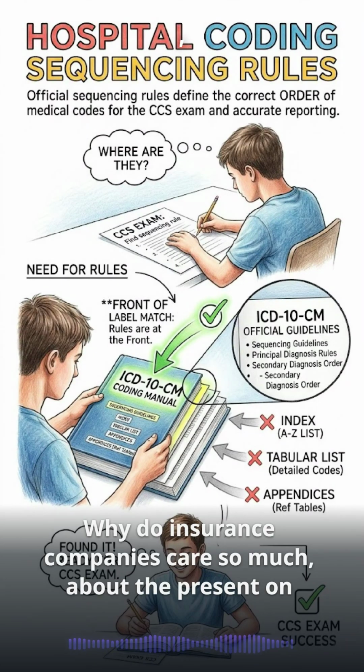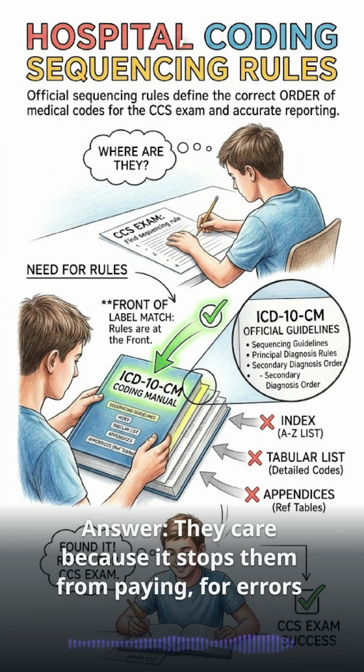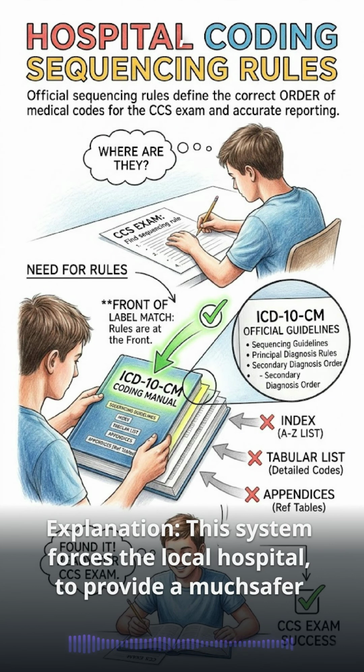54. Why do insurance companies care so much about the present on admission indicator letter? They care because it stops them from paying for errors made by hospital nurses. This system forces the local hospital to provide a much safer environment for patients.